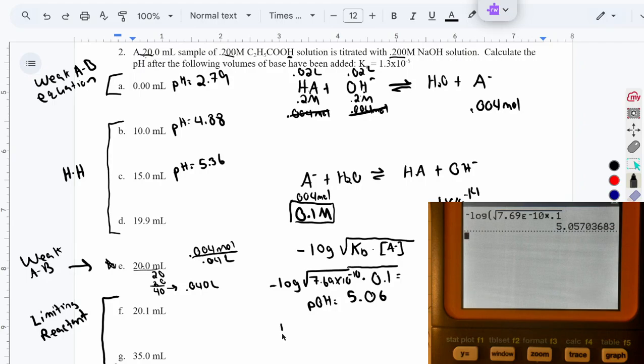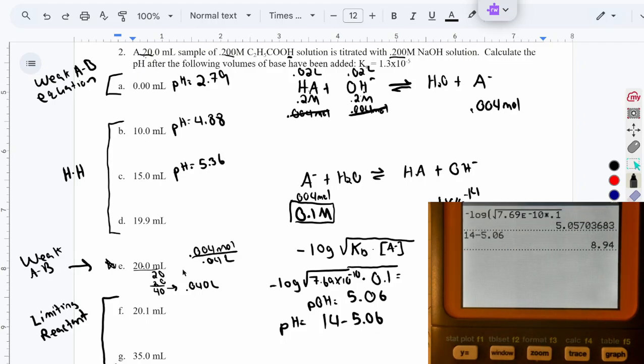So my pH is equal to 14 minus 5.06, which is going to be 8.94. So my pH on this one, oh man, I made a big mess here, didn't I? My pH on this one is 8.94. Good job, us.